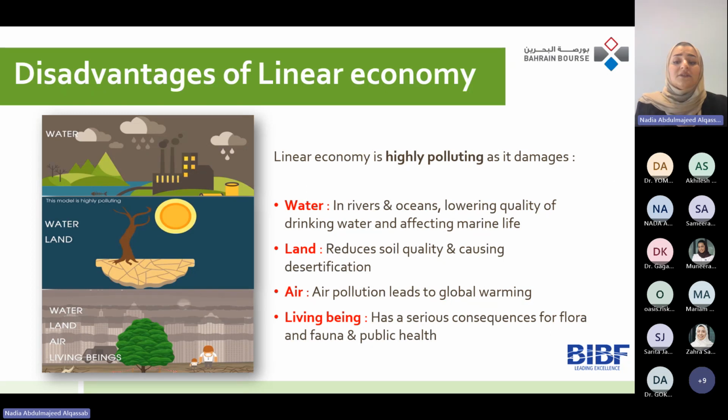Now, it has serious consequences for flora and fauna. Flora and fauna signify the plant life and the animal life. So you actually harm not only the human beings on the planet, but all the living creatures around the planet.